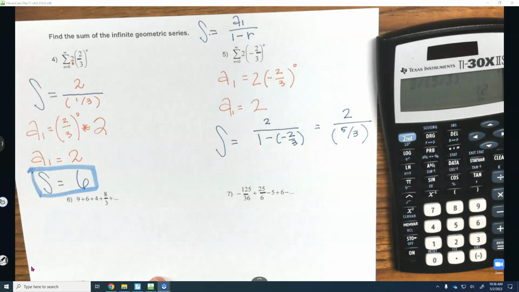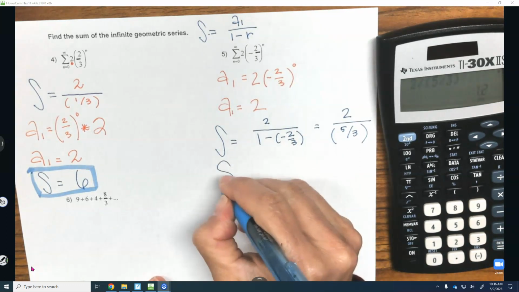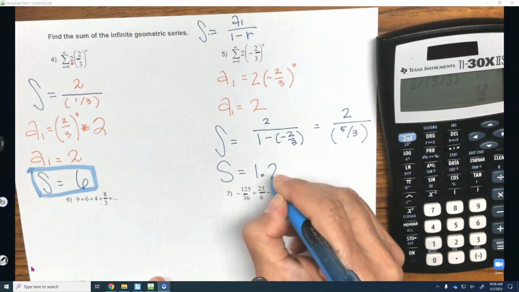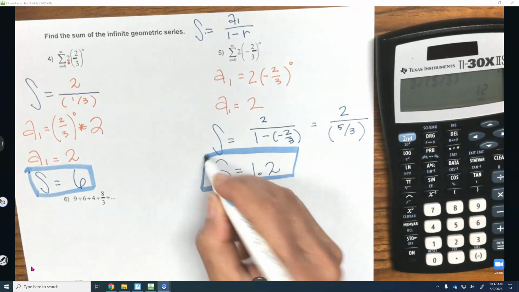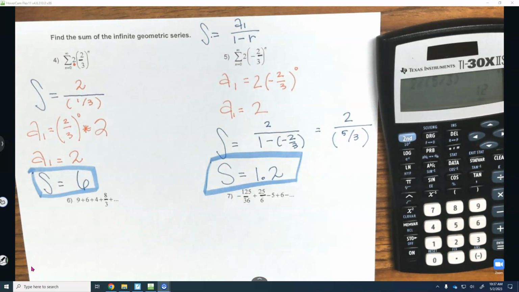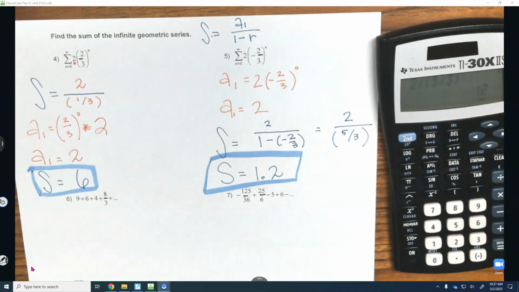1.2. I just have one. You check your calculator. Oh, it's 1 minus negative 2.